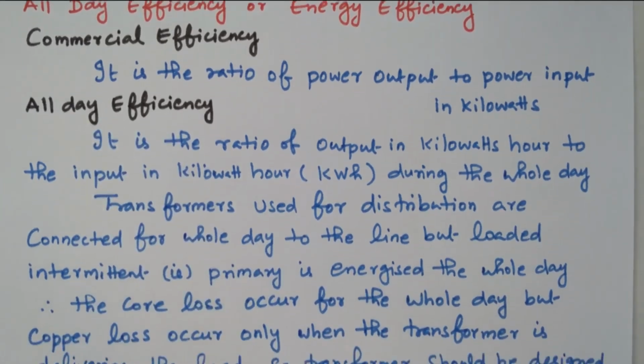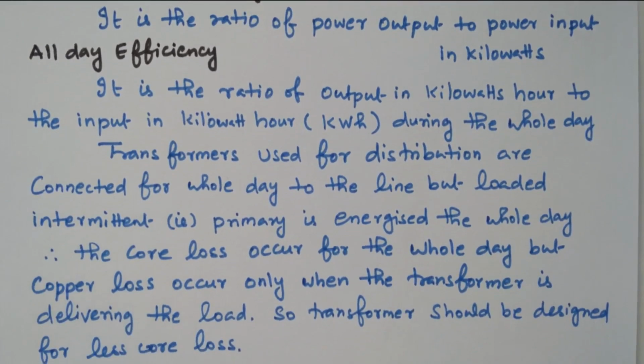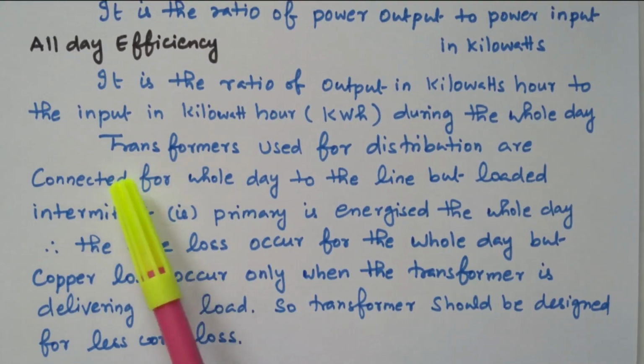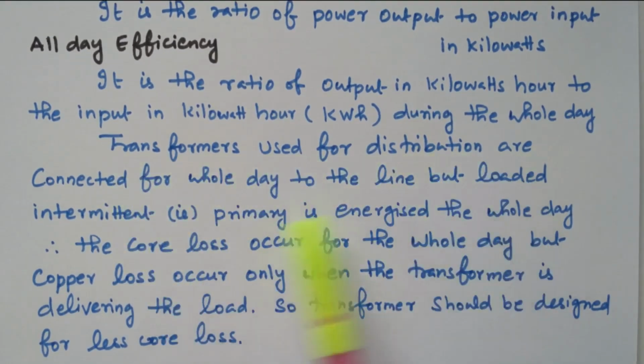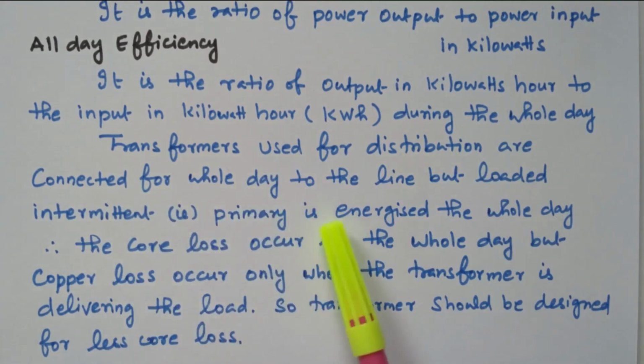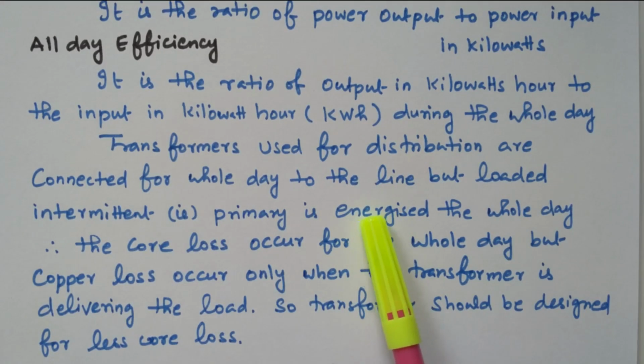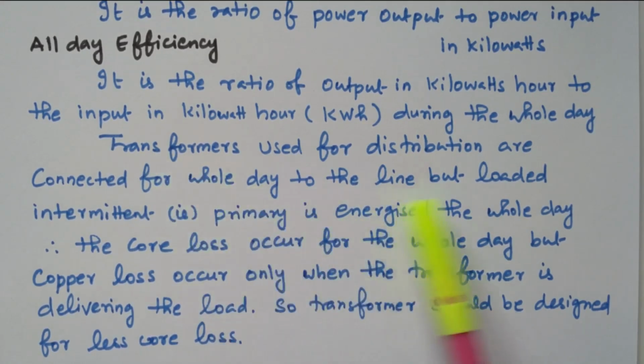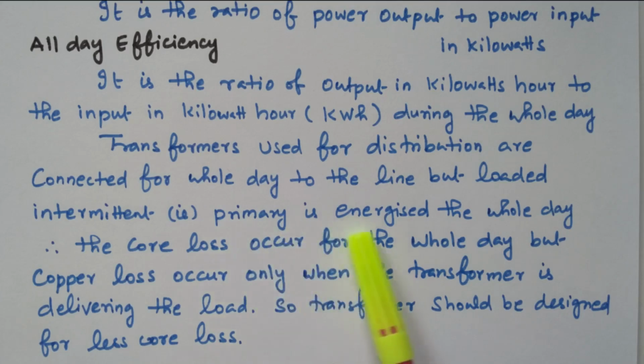Why are we going for all day efficiency? Why are we considering 24 hours? Transformers used for distribution are connected for the whole day. Always it is in on condition to the line, right? But for a motor and other things, whenever we need, we can connect. But the distribution transformer is always in on condition. The primary winding is always energized, but the secondary depends upon the load.